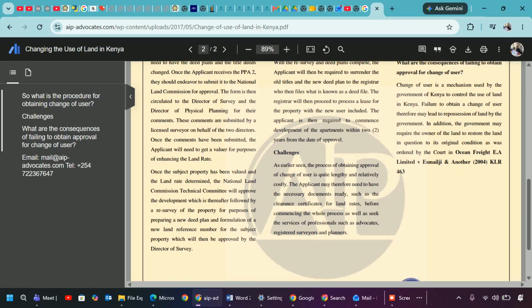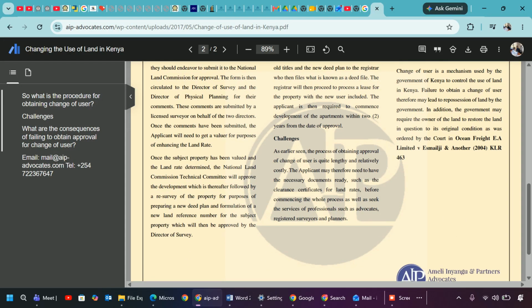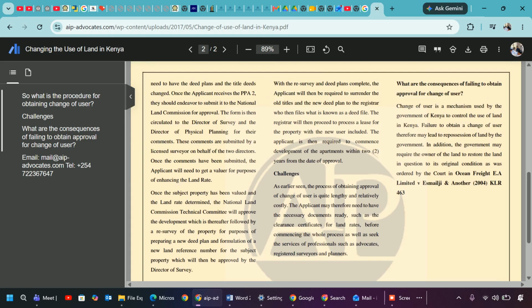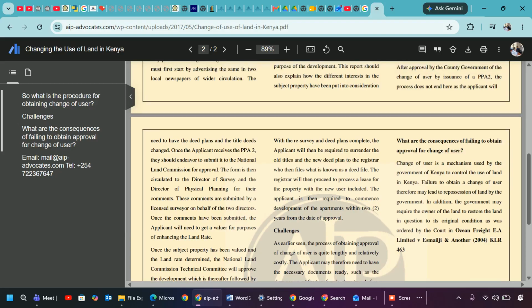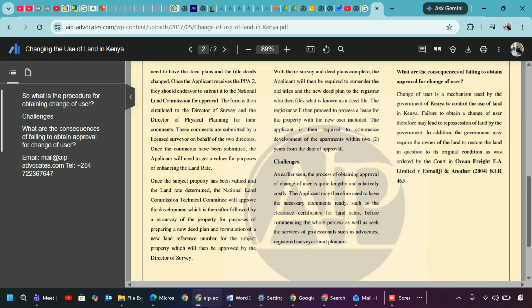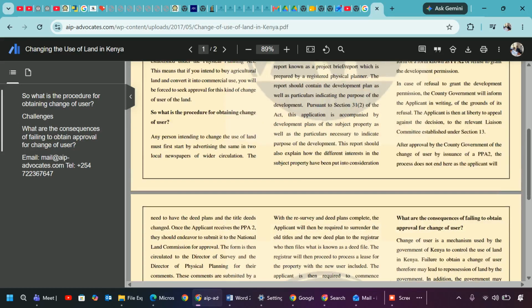Once the subject property has been valued and the land rate determined, the National Land Commission Technical Committee will approve the development, which is thereafter followed by a resurvey of the property for purposes of preparing a new deed plan and formulation of a new land reference number for the subject property, which will then be approved by the Director of Survey. Up to that point, we can say the procedure is becoming technical, but we can clarify before we get lost.